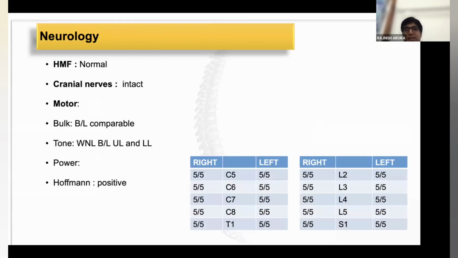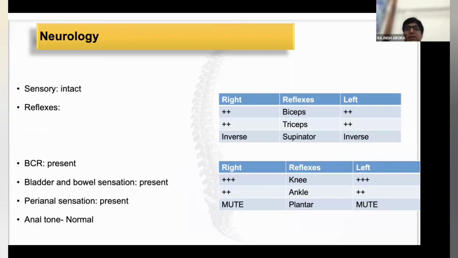This patient was a 56-year-old male who had an injury about 25 years ago, and now presented with left-sided upper limb radiculopathy. On examination, bilateral Hoffman was present. Power and tone were normal. Bilateral supinators were inverted, and the lower limb reflexes were exaggerated. Bladder, bowel and sensory functions were all intact. The plantars were mute in this patient. So this patient did have a component of myelopathy along with the radiculopathy.